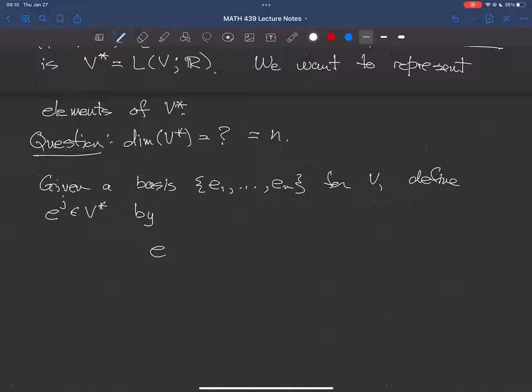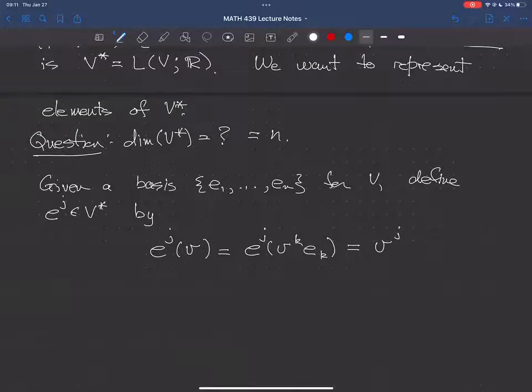So Ej of a vector V: remember that an element of the dual space, by definition, is a linear map from V into R, and so Ej is going to take as an argument a vector V, and that vector V I'm going to write, of course, as a linear combination of the basis vectors for V, V^k E_k. My definition of Ej is that this is equal to V^j.